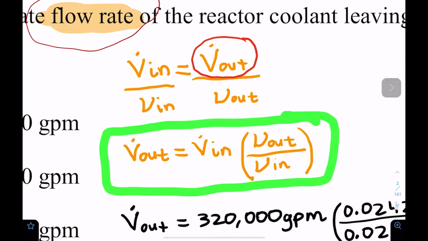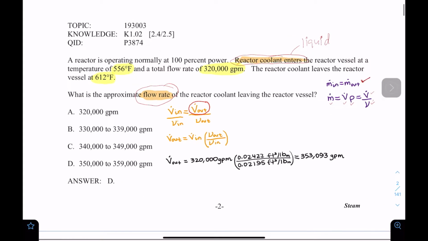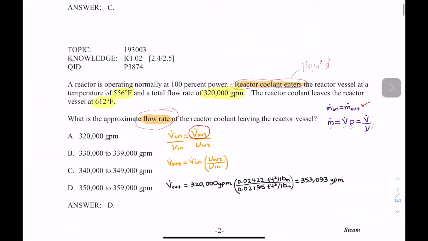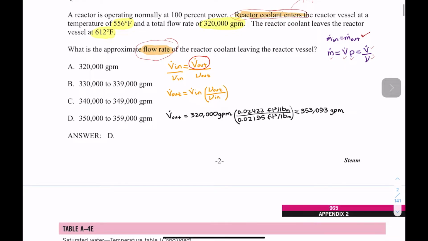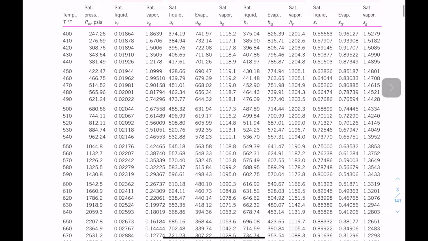Then I set it up here and accommodate everything, but I don't know my specific volume for this, so I need to go to my steam table. The steam table that I have here is a little different, but it's going to be fairly similar. It's asking me for 556 and 612. Let's try to find it. 556. This is close to 556.